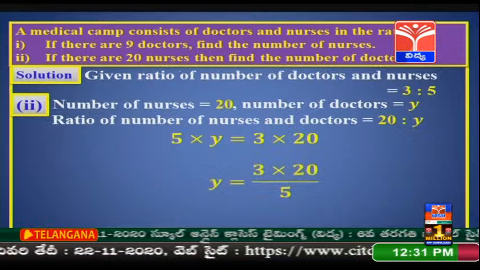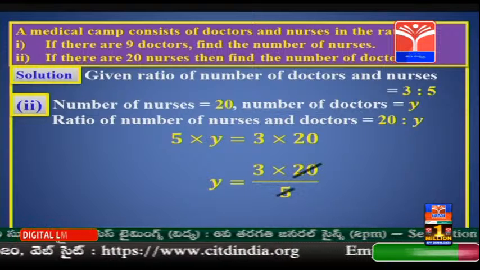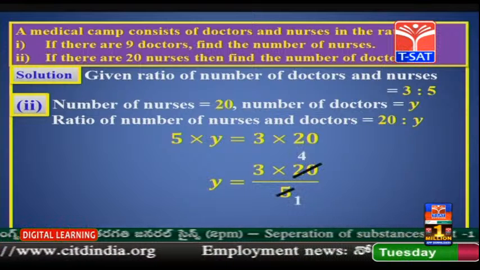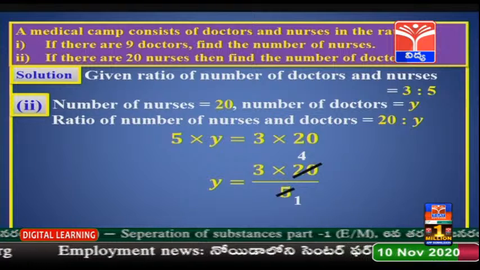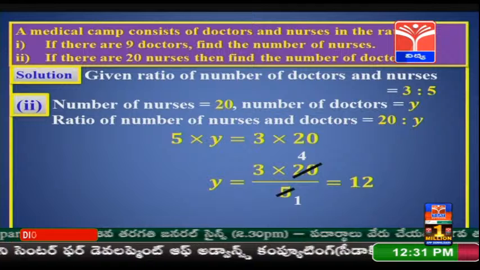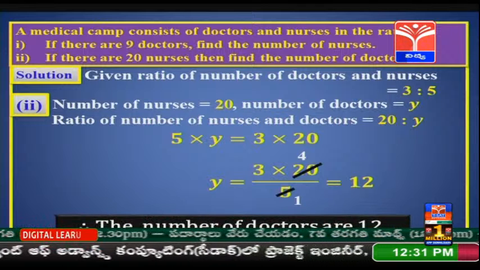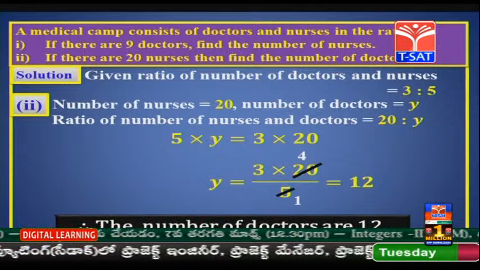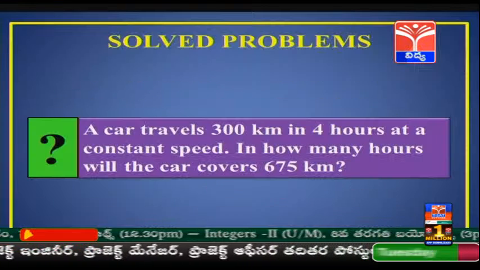Therefore, y is 3 into 20 divided by 5. 5 goes 1 time in 5, whereas 4 times in 20. So, what is left? 3 into 4, which is 12. So, therefore, we can say the number of doctors required are 12. So, let us move on to our next problem.